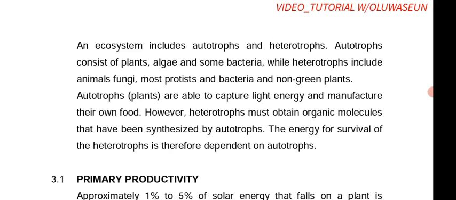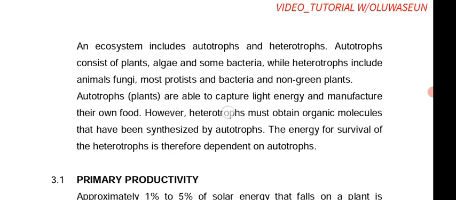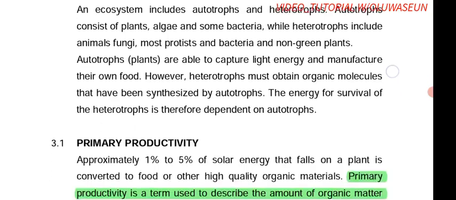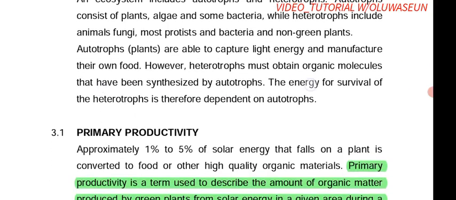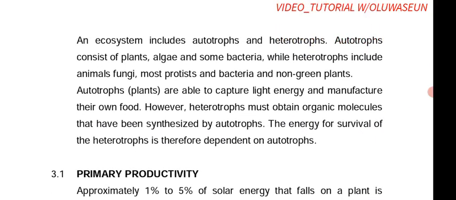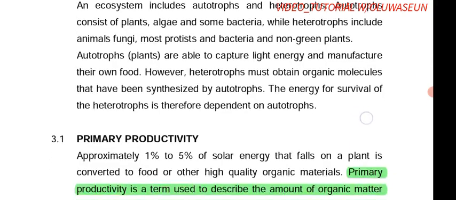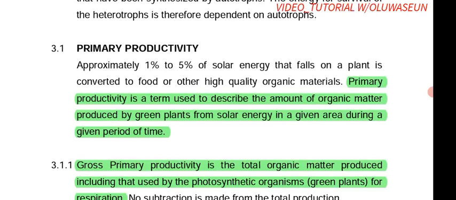So how do autotrophs produce food? Autotrophs or plants are able to capture light energy and manufacture their own food. However, heterotrophs must obtain organic molecules that have been synthesized by autotrophs. So that is the concept of productivity. That is, autotrophs produce their food through the sunlight, through the energy source. So that's that. So now, what is primary productivity?